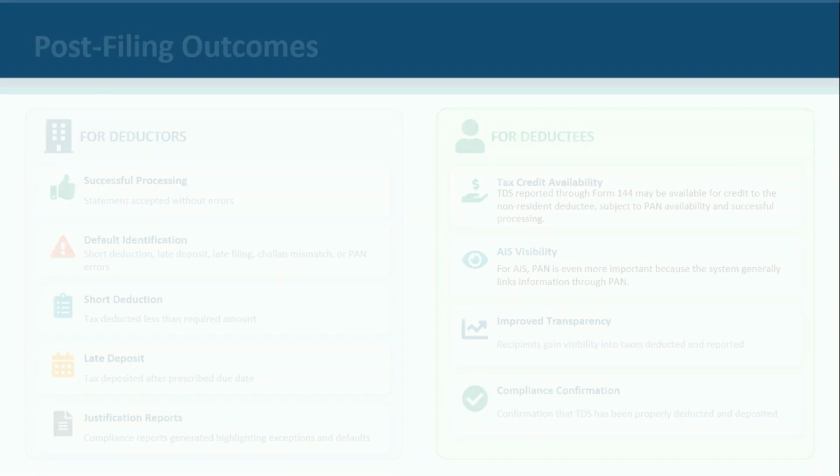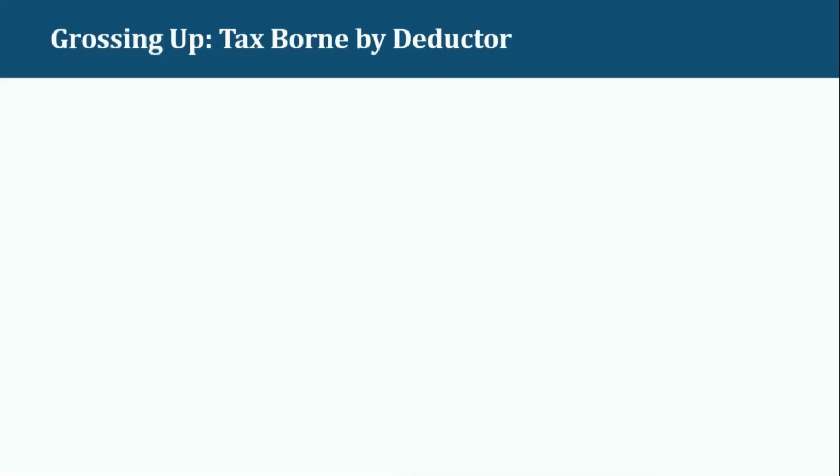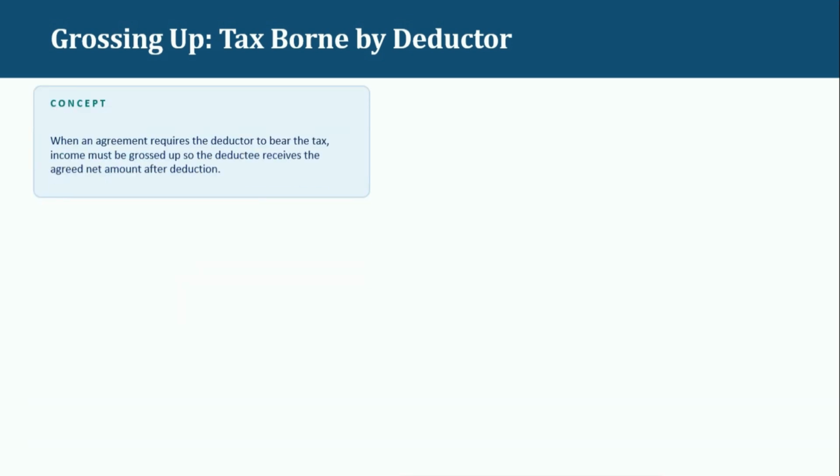Let's understand the concept of grossing up when the deductor agrees to bear the tax liability on behalf of the deductee. In such cases, the income must be increased, or grossed up, so that the deductee receives the agreed net amount after TDS deduction. Under the earlier law, this requirement was governed by Section 195A of the Income Tax Act, 1961, and it continues under the grossing up provisions of the Income Tax Act, 2025.